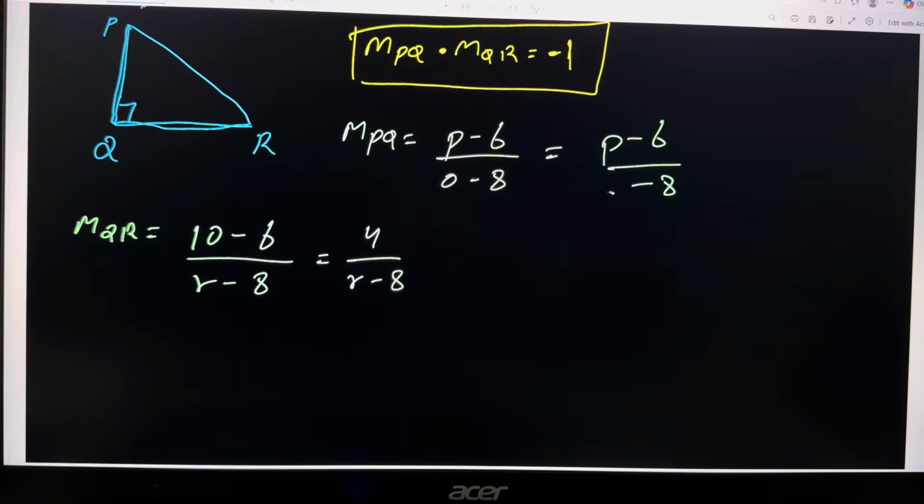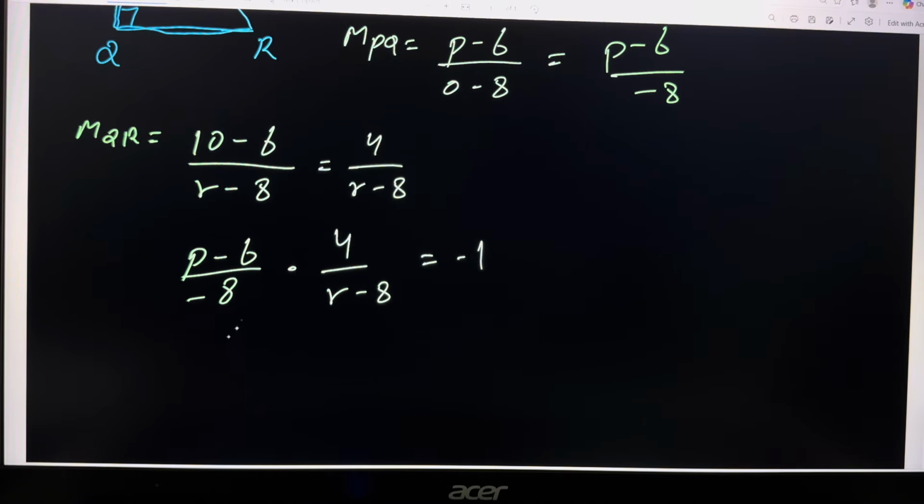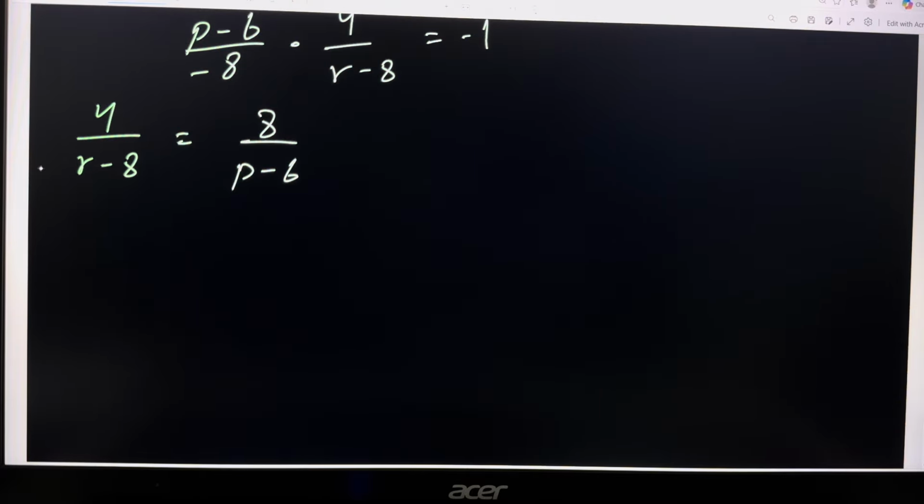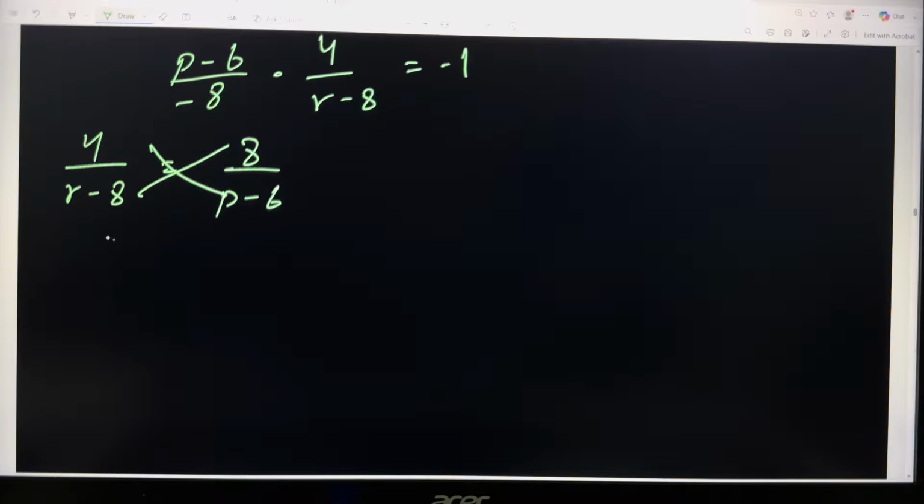So here we can just sub into the formula. p upon minus 8 times 4 upon r minus 8 is equal to minus 1. Now this is a negative term overall, so I'm going to make it go there. So this will become a negative reciprocal of this. So this becomes r minus 8 is equal to 8, because the negative cancels with this, and this is flipped on the other side. So we can just cross multiply this. Cross multiplying, this will become 4p minus 24 is equal to 8r minus 64.